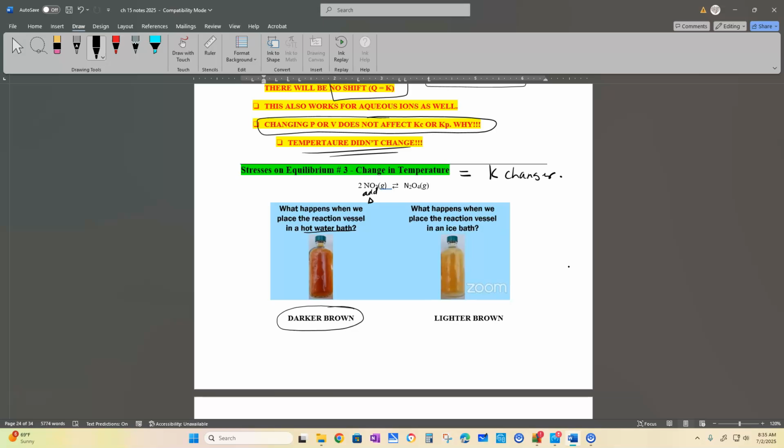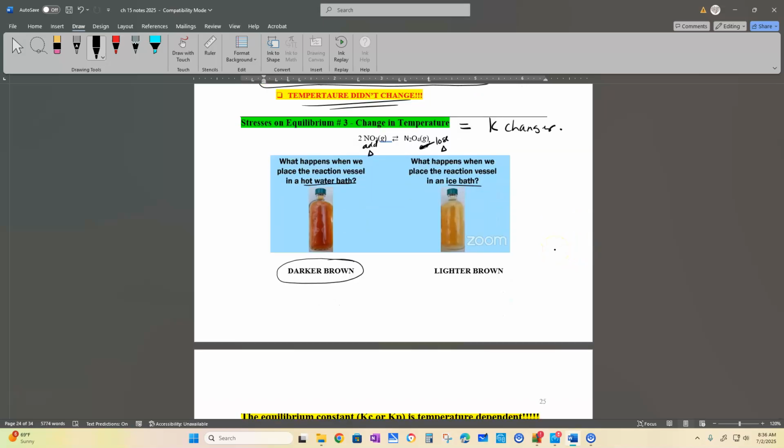And what happens if maybe I add heat, or actually lose heat, for the NO2? Well, what happens if I put it in an ice bath? Well, the color actually gets lighter. So when we actually heat or cool substances down in the lab, I want you to pay attention to changing temperature.